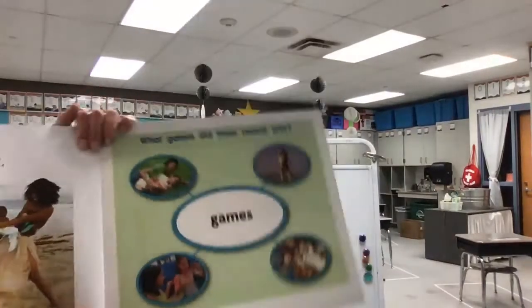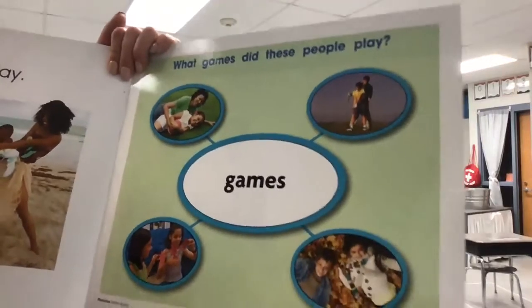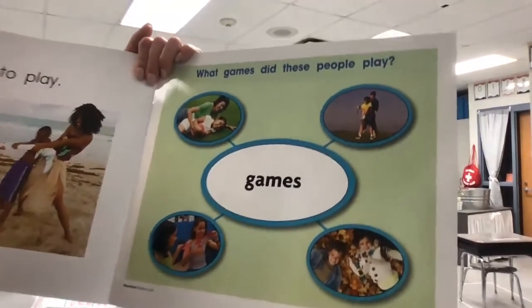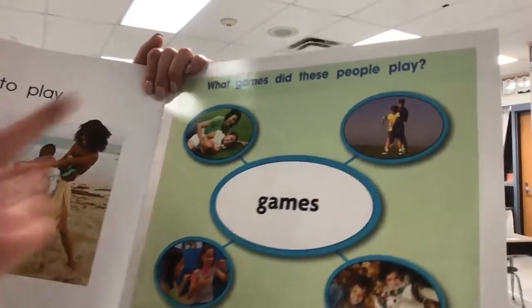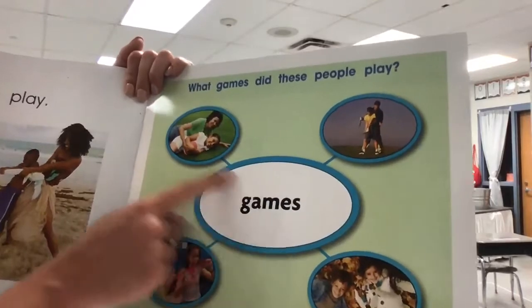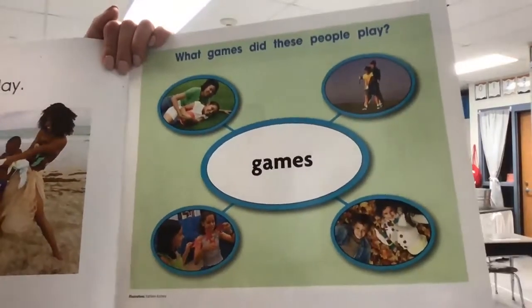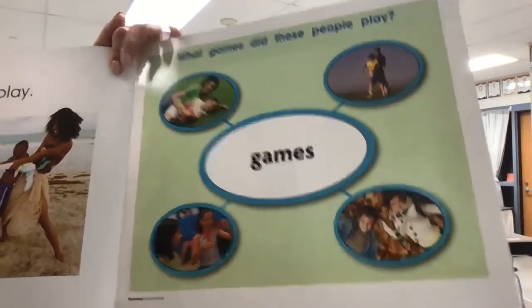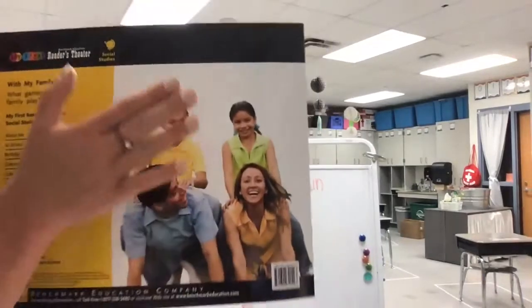So at the end, here's our question that brings in from the beginning, the focus question. So it checks our brains to think about if we were thinking about what we were reading and seeing more than just reading the words. So it says, what games did these people play? And it says games in the middle. Then we have pictures of what they did on each page and those games that we talked about. All right. And here's our back cover, so I know that the book is finished.